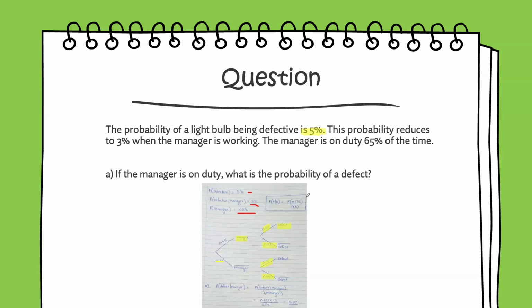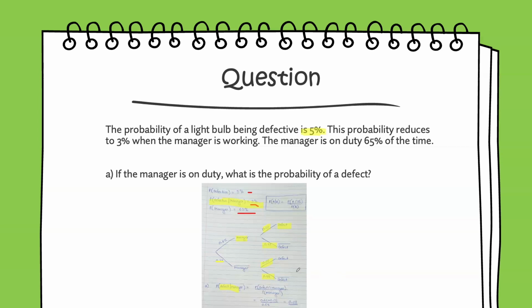Now, the question is asking, if the manager is on duty, what is the probability of a defect? So it's asking the probability of a defect given that we have a manager. Technically, we already know this information, because they've already given it to us. But I'm just going to show you how to calculate it anyway, to build that practice. And since it is an exam question, there would be 2 or 3 marks related to this, so we would need to show this working as well.